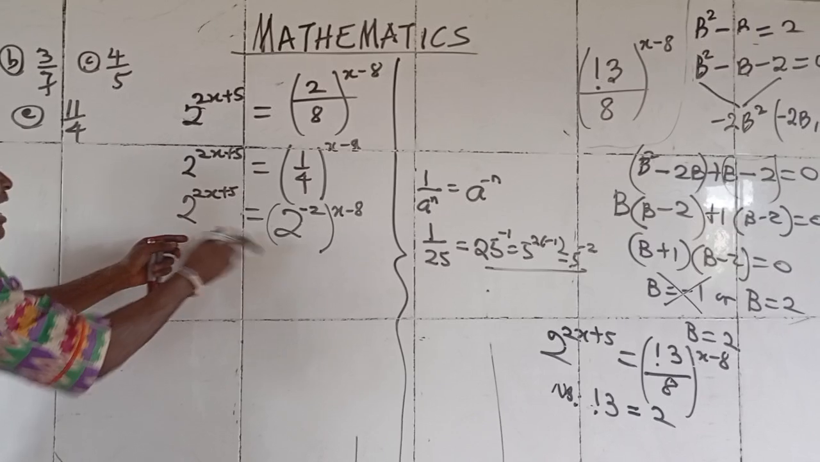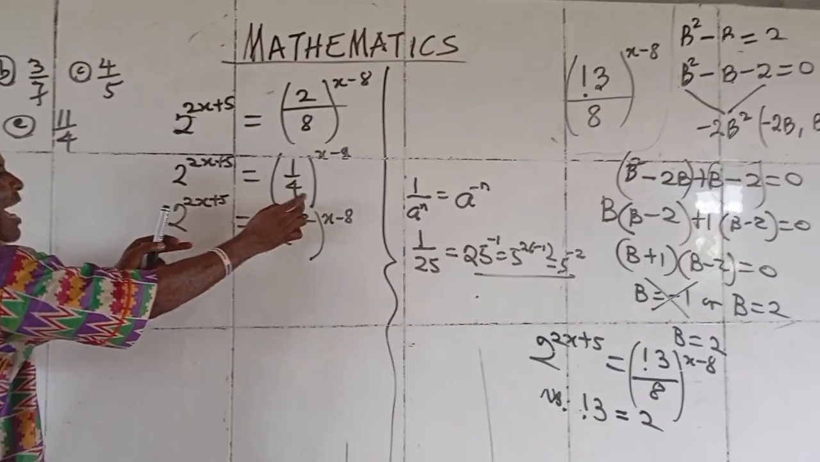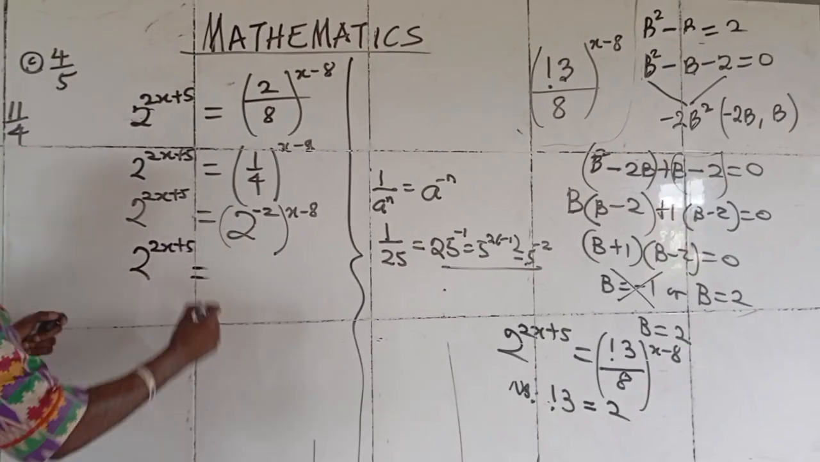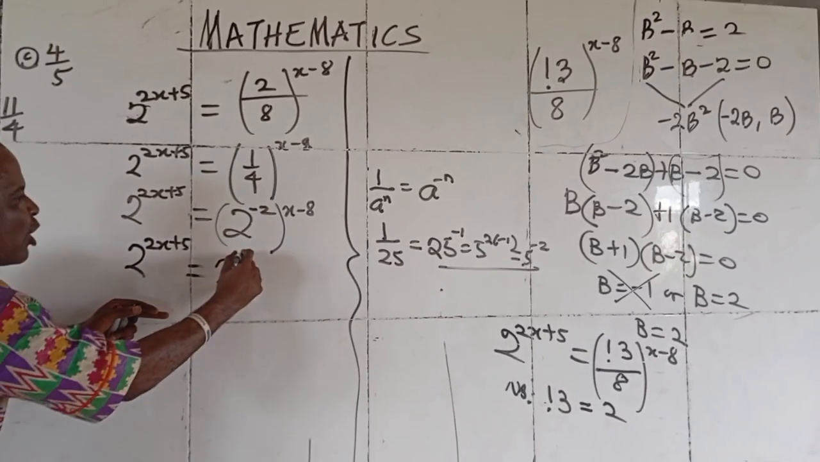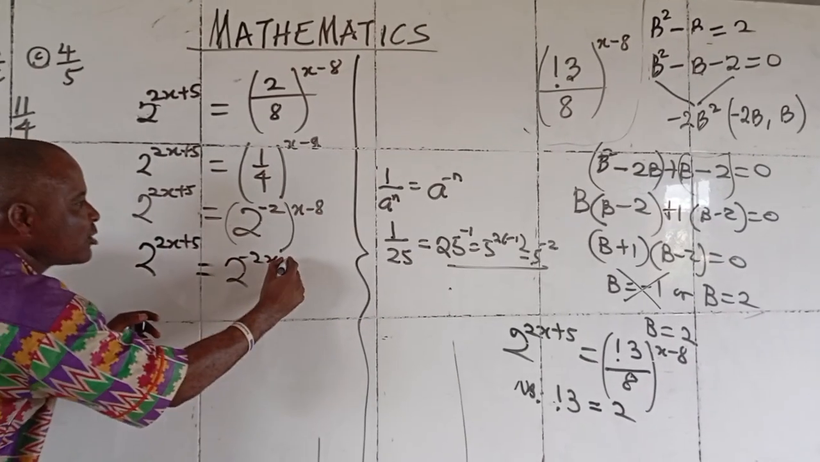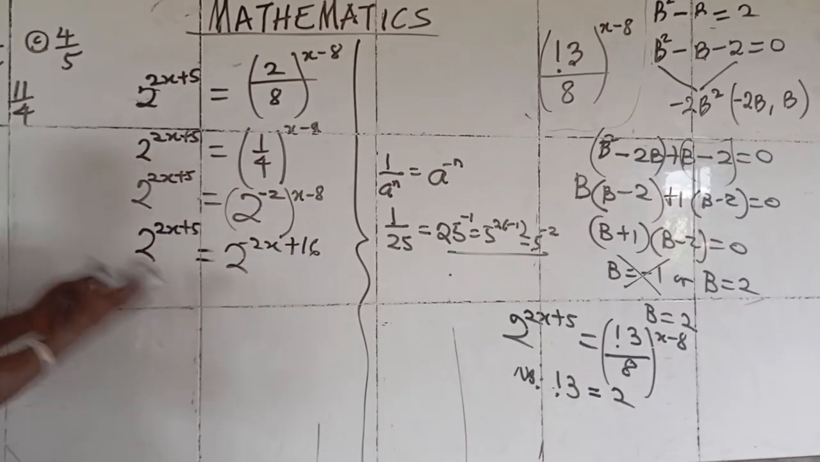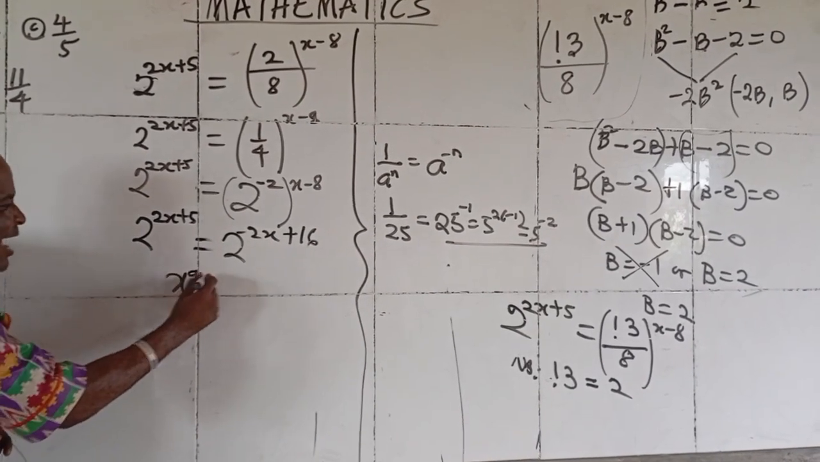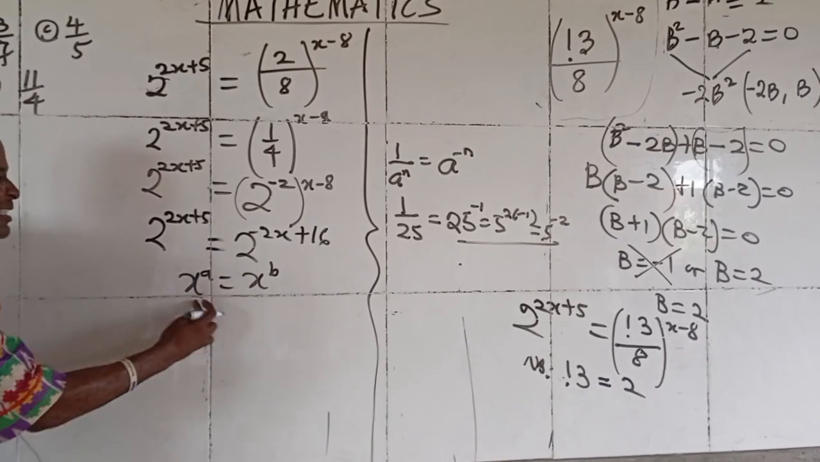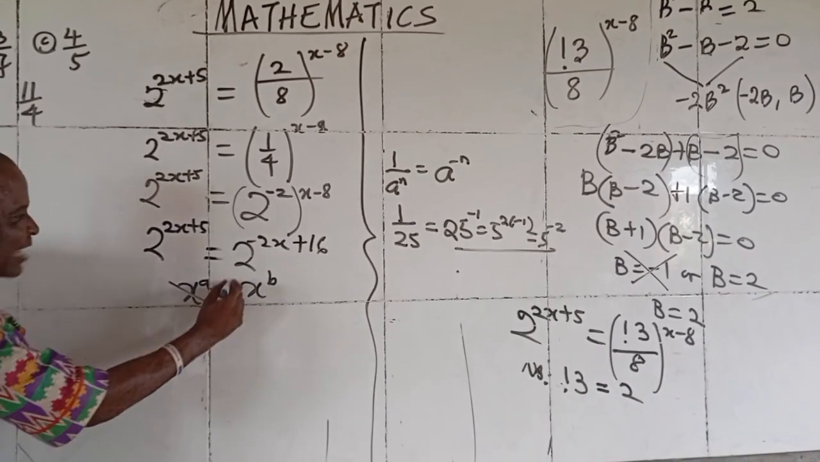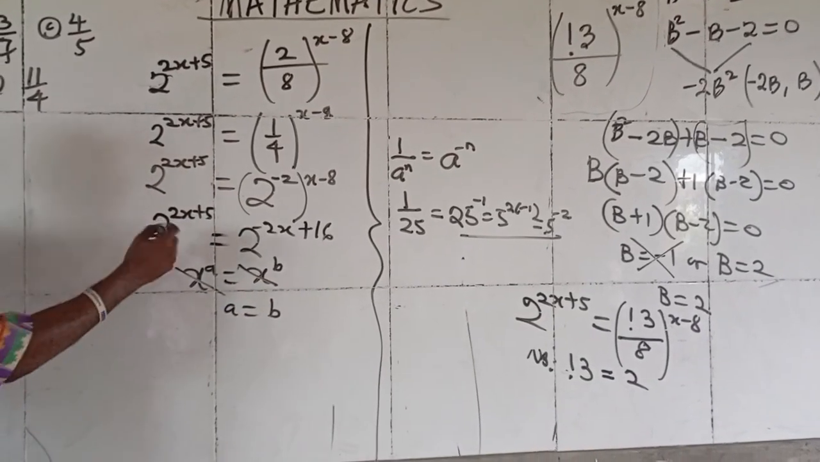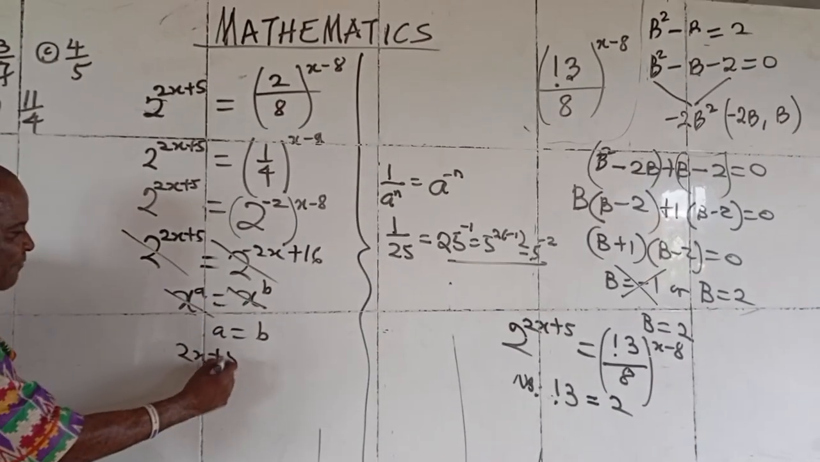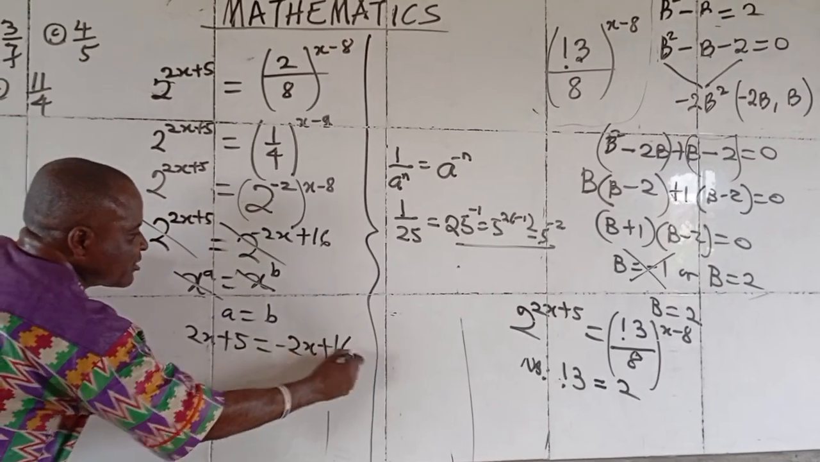From the law of indices, I have reduced this aspect 1 over 4 to base 2 so they can resemble each other. 2 raised to 2x plus 5 is equal to 2 raised to minus 2x minus 2 times minus 8, which is plus 16. Before I cancel, I have to consult one of the properties of indices. We have s raised to the power a is equal to s raised to the power b. When the bases are the same, I will compare the powers. This cancels this, a equals b. Based on this principle, my bases are cancelled. 2x plus 5 is equal to minus 2x plus 16.